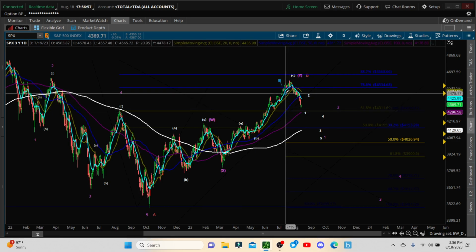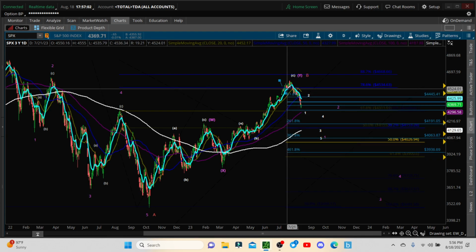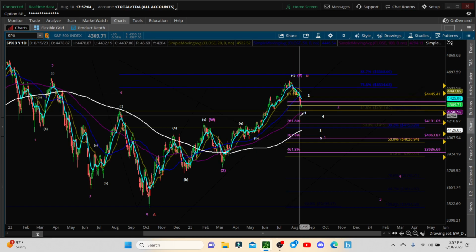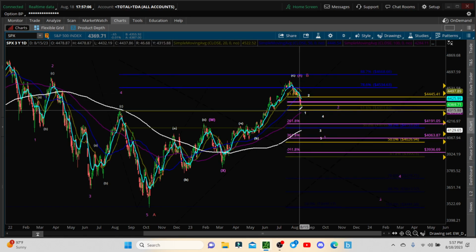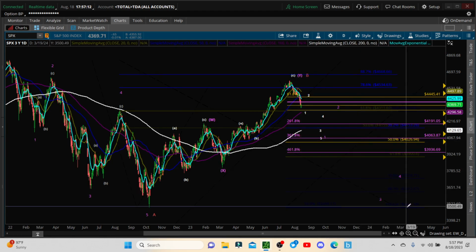But if you look at the wave 1, if this is a possible wave 1 going into wave 2, then we have the 1618 extension right here. Okay, and just keep that in mind right now. I'm just going to point that out right now.